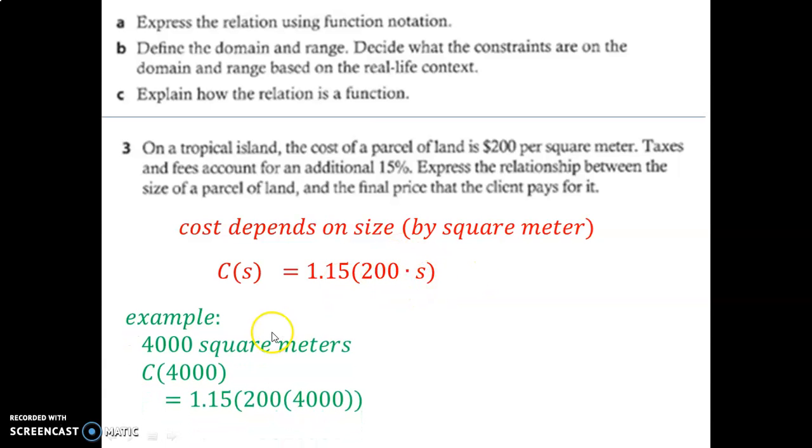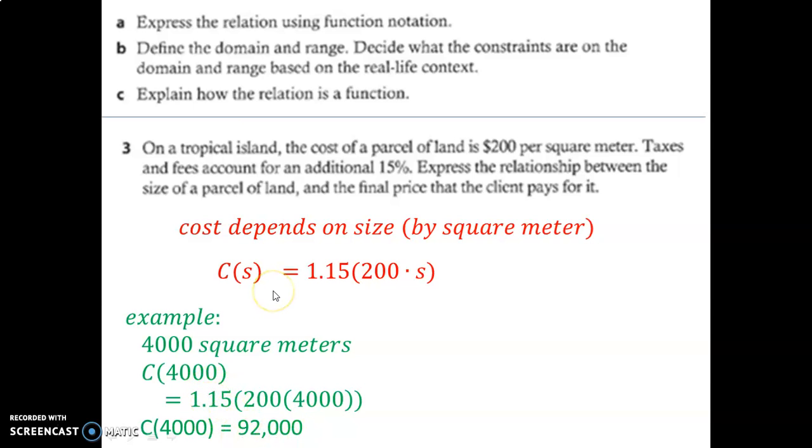All right, so an example of that would be if you bought 4,000 square meters, you put 4,000 as your input, and you get this in your function. The result is $92,000 for that. That's including the tax, right? Because 200 times 4,000 would be 80,000, and then the tax added on brings it up to 92,000.